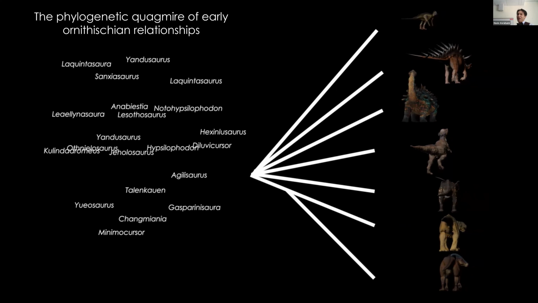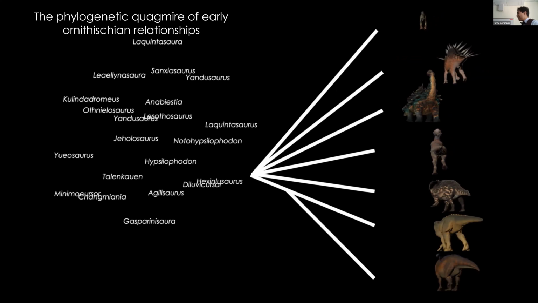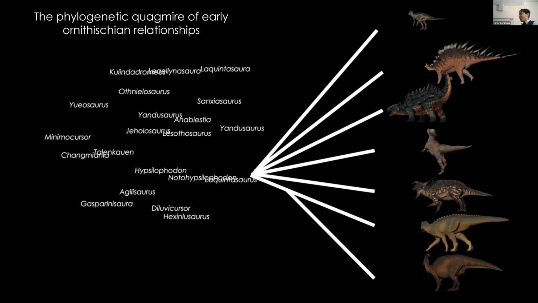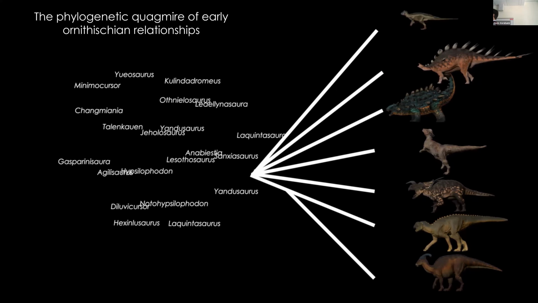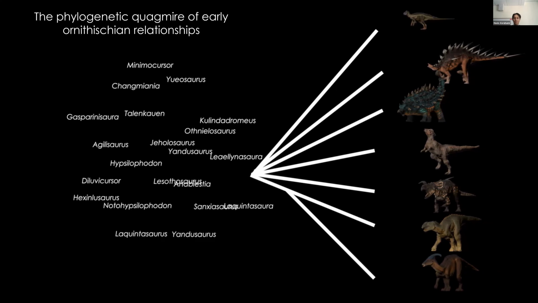So if we go back to the family tree, the reason we have this polytomy is right there on the left. That's the quagmire. That's the quagmire of speedos, right?